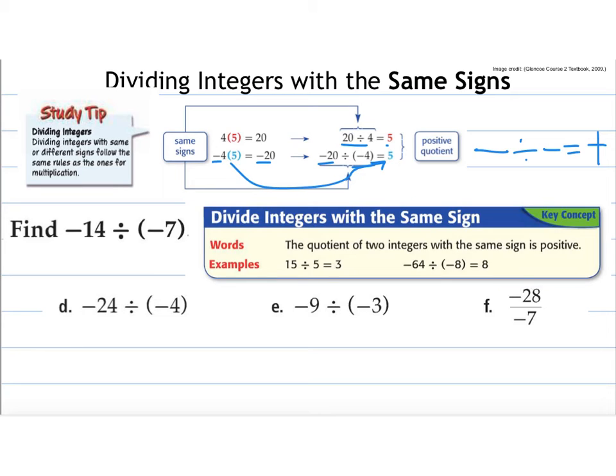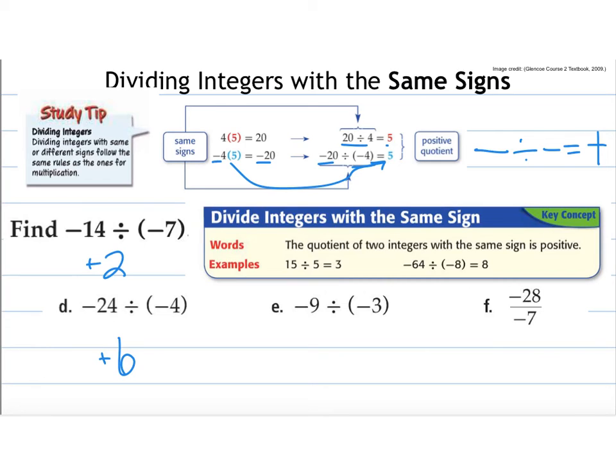And then they have some examples there. So let's go through and solve these ones. Negative 14 divided by negative 7. Well, 14 divided by 7 is 2. A negative divided by a negative makes a positive. Negative 24 divided by negative 4. 24 divided by 4 is 6. And a negative divided by a negative is a positive.